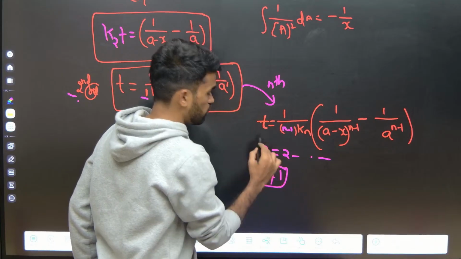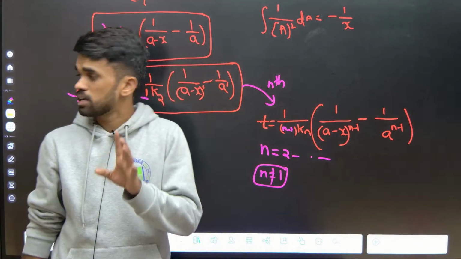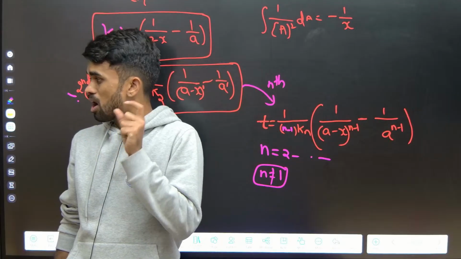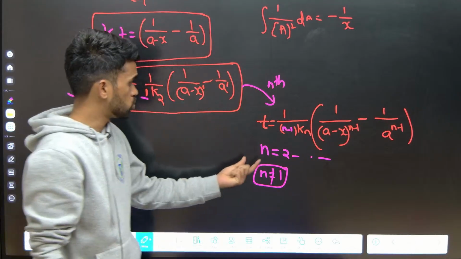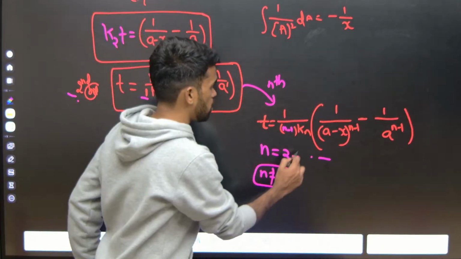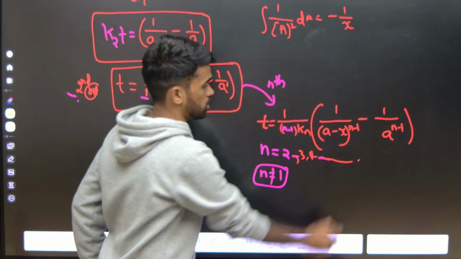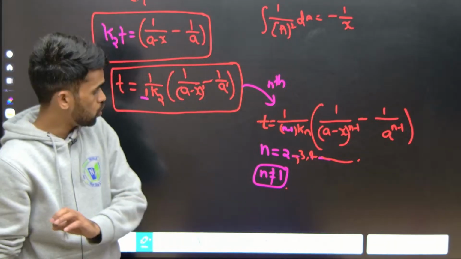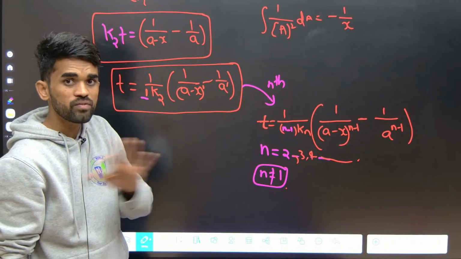It cannot be 1 because for first order I already discussed, the formula looks different, with the log terms. So you should not use this for a first order reaction. Okay, so second order, it can be third order, it can be fourth order, and so on, but not the first order. Hope whatever we have discussed, everything is clear.